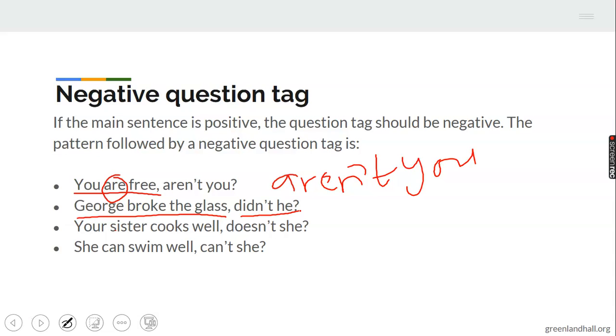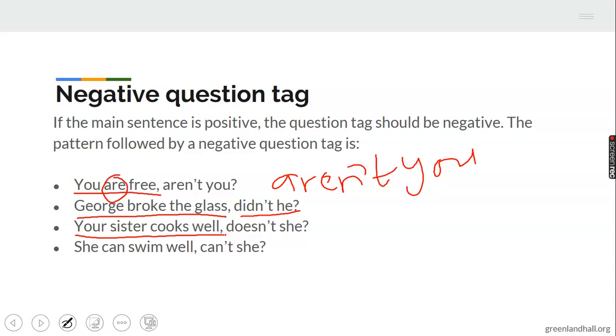Your sister cooks well. This is a positive statement. Doesn't she? Observe, please. Sister is for a girl, the pronoun, she. You cannot say, doesn't your sister cook very well? No. Doesn't she? Look at George. George is a name for a guy. We choose "he". You can say, didn't George? That's kind of funny, isn't it? George broke the glass. Didn't he? It's not "didn't George". Your sister cooks well. Doesn't she? It's not "doesn't your sister cook well". Those are rules we should follow.